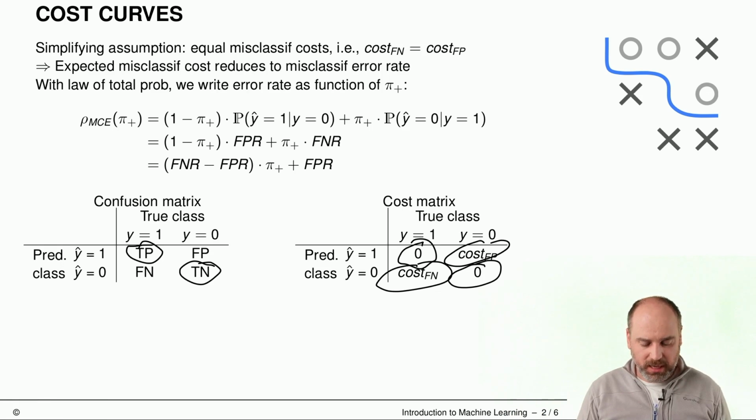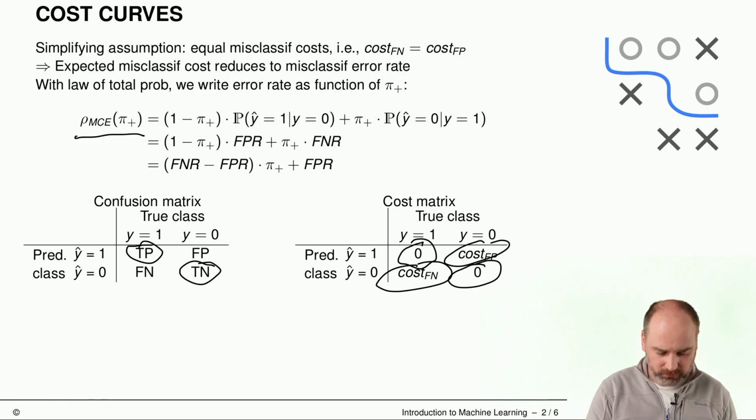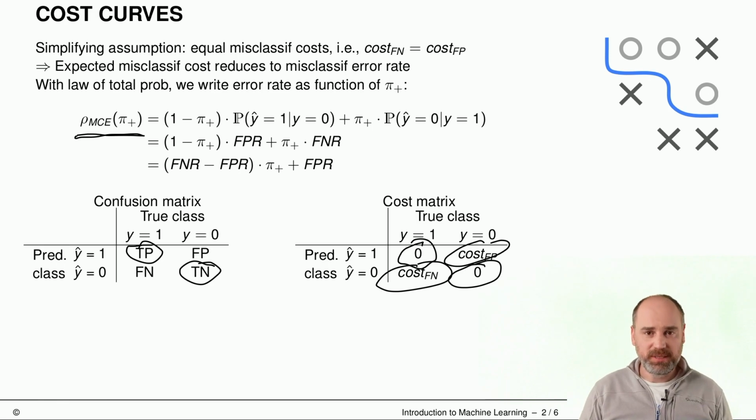Pretty obvious. Now what we can do is write down a nice simple formula for our performance measure, misclassification error. So this is rho MCE. Rho was our usual symbol for a performance metric, and we write that down now as a function of the prior probability pi plus. So how can we compute these misclassification errors?